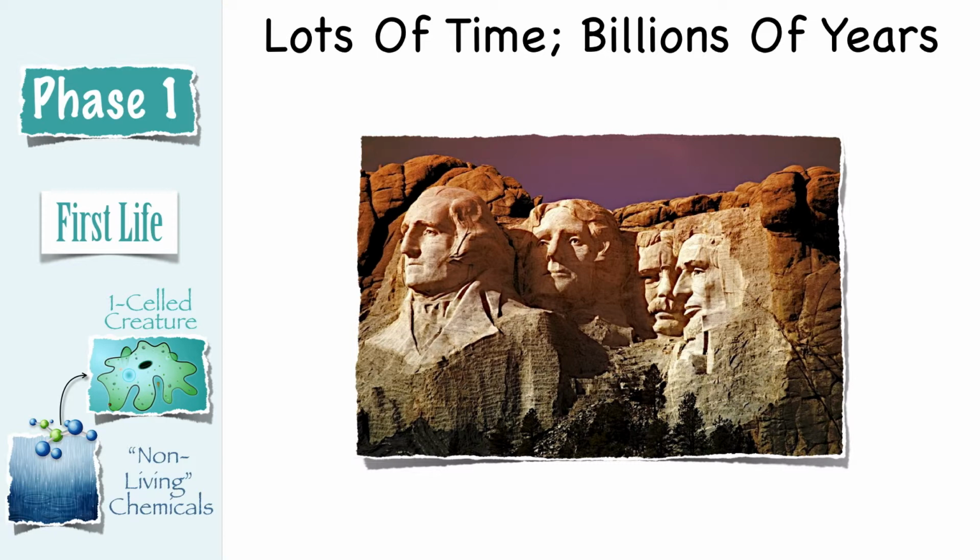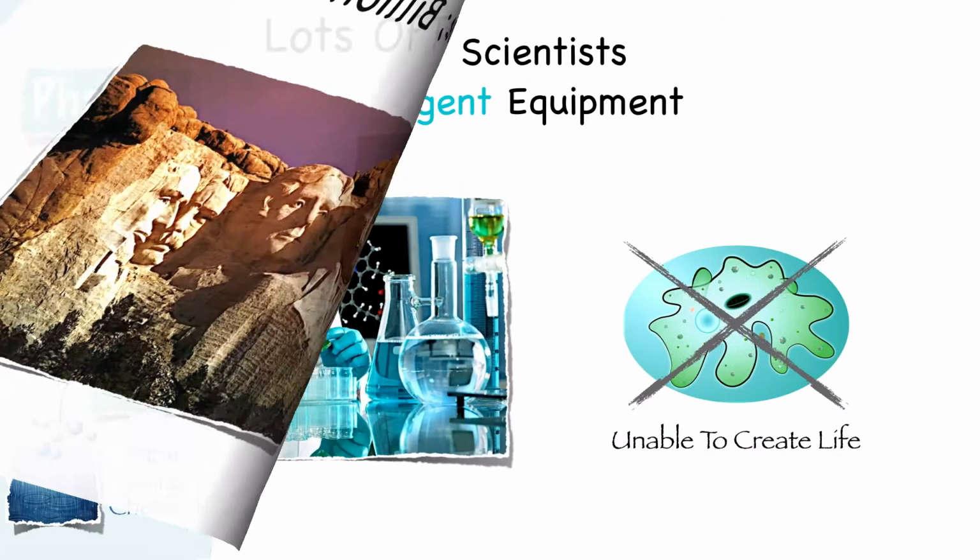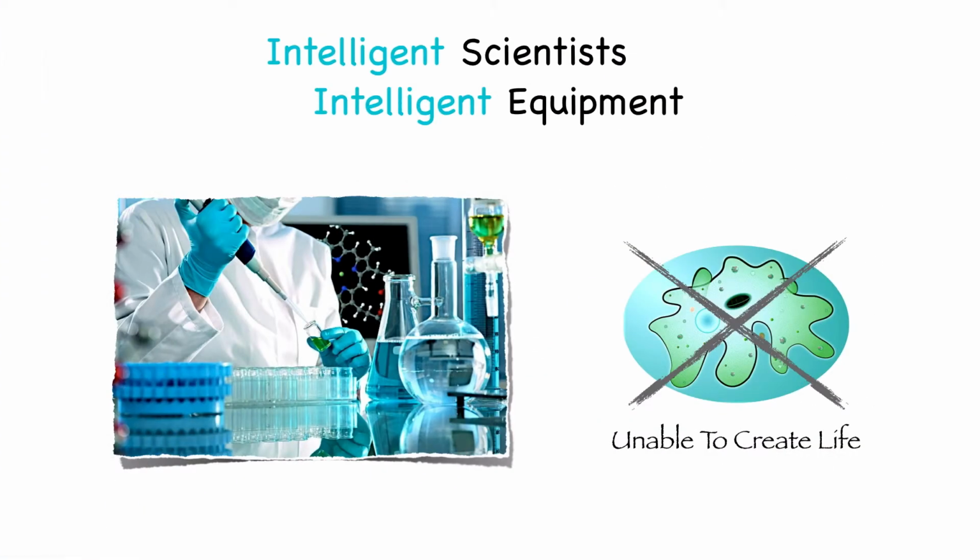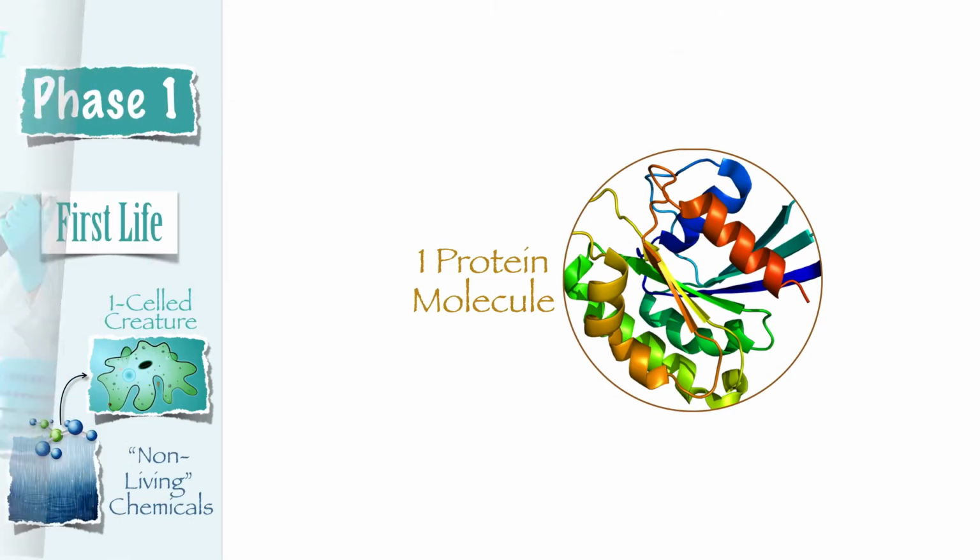So are we to believe that the first life, with a content of 1,000 encyclopedia sets, created itself, all because natural laws had lots of time to work, when even intelligent scientists, today with super sophisticated intelligent equipment, can't do it? They may one day, but that would only prove the point that the creation of life from non-life requires intelligence, intelligent scientists.